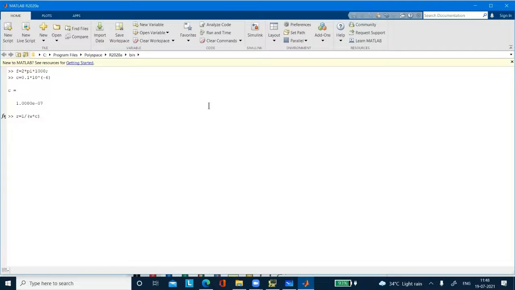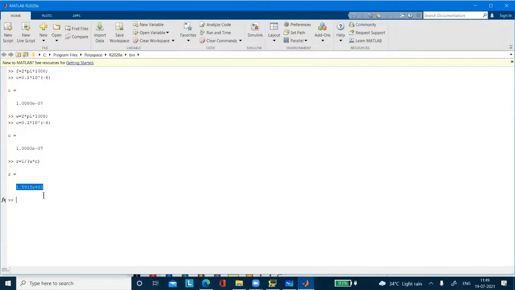It is better to write omega instead of 1. Omega is this, C is this, so the value of R will be 1 by omega C, 1.59 × 10 to the power 3, that is 1.59 k. Do you remember?